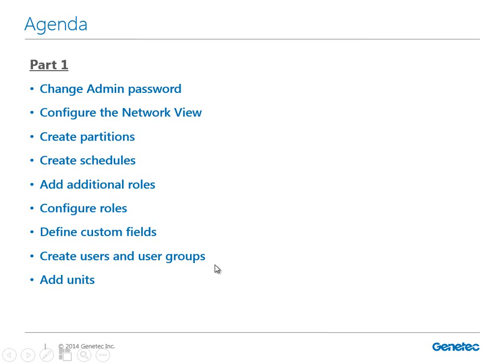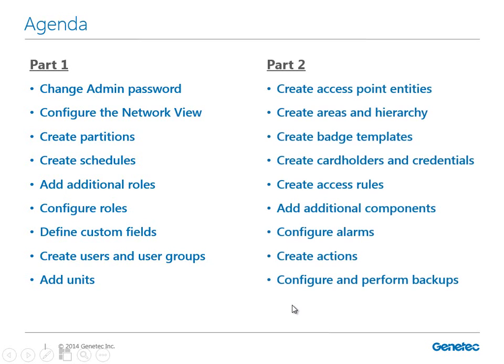We also added our users and user groups. We set up our privileges for them, and then we added the physical video, access control and LPR units. So we're going to pick up from where we left off there, starting with our access point entities and working through the other entities until we ended off with a backup of our final system.